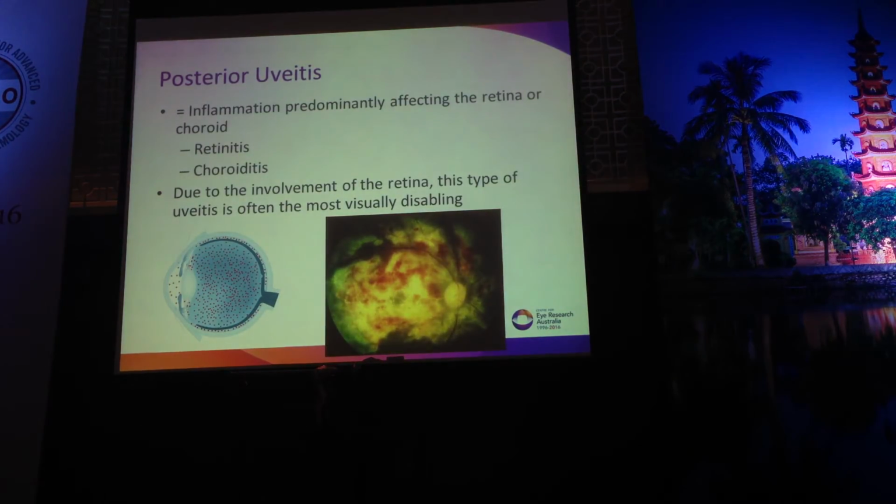Posterior uveitis, the rarest form of uveitis, but it's actually the most visually disabling because it involves the retina. Okay, the part of the eye, as we all know, that doesn't recover well when it's injured. Okay, and it encompasses retinitis, obviously, and choroiditis.